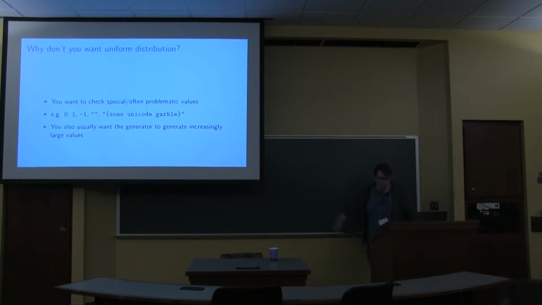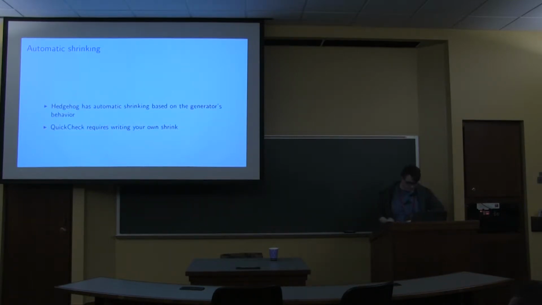Okay, so we've already covered this pretty much. You don't really want uniform distribution. Okay, so the big selling point of Hedgehog is it has automatic shrinking. How does it have automatic shrinking? Well, it remembers what you generated, and it's maintaining a tree of what your random generator is spitting out. And then from there, it's able to say, okay, we started with this value, now give me the next thing, and then the next thing. And then it can work its way through the tree. I'll show you what the tree looks like, don't worry. It can work its way through the tree to automatically shrink values and treat it like a search tree, basically.